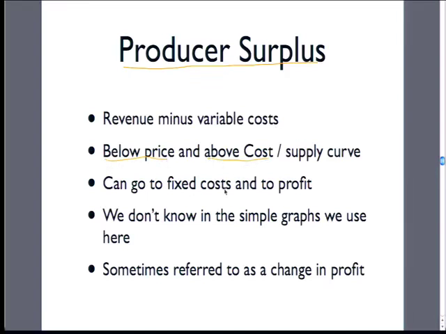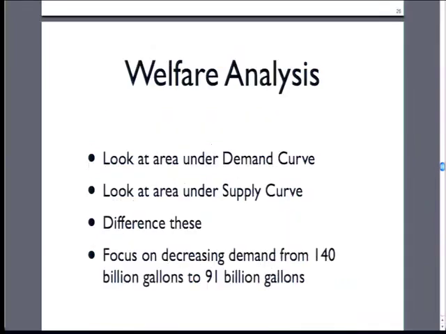The cost line and the supply curve, we have said, is basically the same thing. We don't know whether producer surplus is going to pay for the fixed costs or to profits. We don't exactly know here, but we can sometimes call it profits. The profits are the amount that we're getting above our costs. So a change in producer surplus, a change in profits, sometimes we'll talk about those the same way. So there's a benefit to the producer. Somebody's creating economic value. It's still worth it to us to create that economic value.